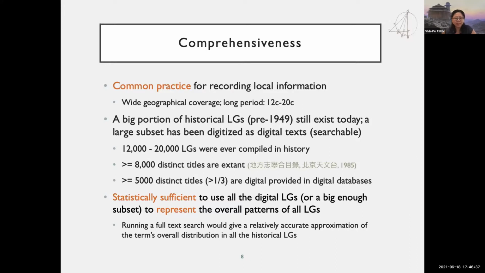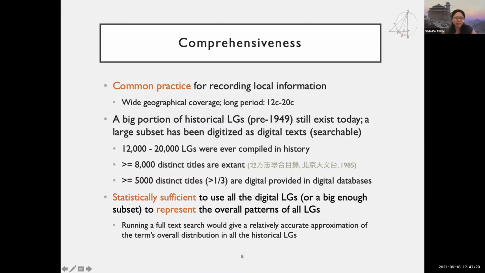And also there is a big portion of historical gazetteers, what I mean is pre-49 gazetteers, that still exist today in libraries and museums, and a large subset of them has been digitized as searchable full text. So I did an estimation of the number of historical gazetteers that were ever compiled in history, and I think there are at least 12,000 of them. And 8,000 distinct titles are extant, according to the 地方志联合目录 done by Beijing Tianwantai.